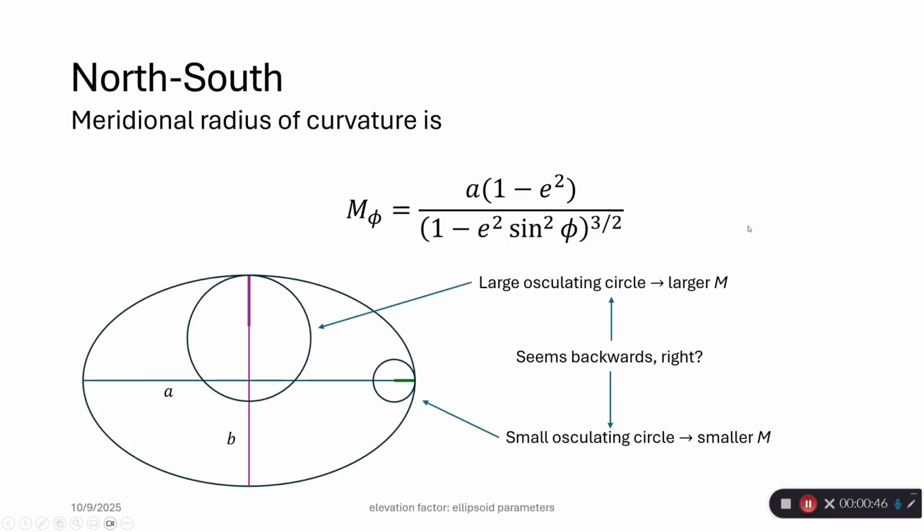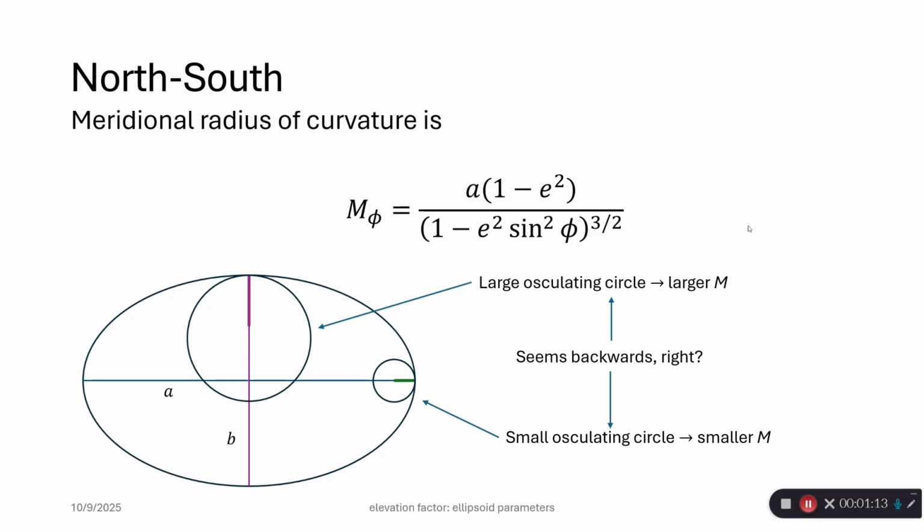The first radius of curvature we're interested in is called the meridional radius of curvature, or the radius of curvature in the meridian. This is the radius of curvature that runs north and south. The formula, you see it there on the screen. So let's get a feeling for what this radius of curvature means.